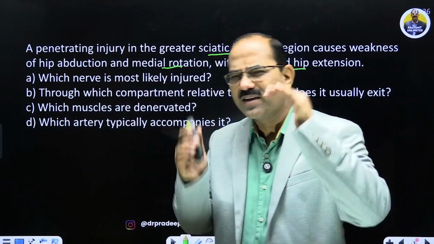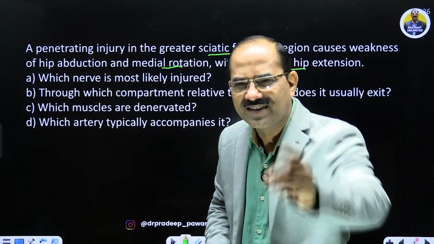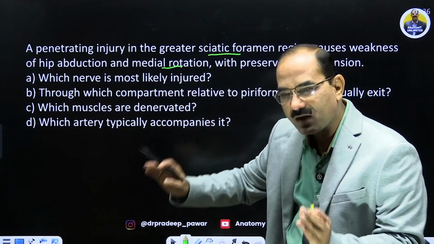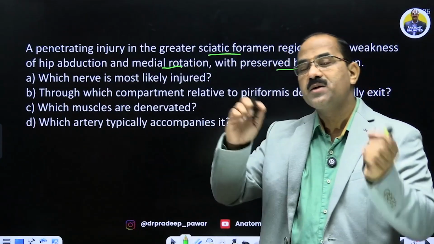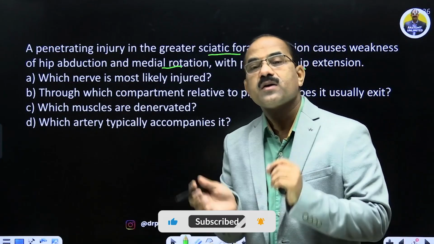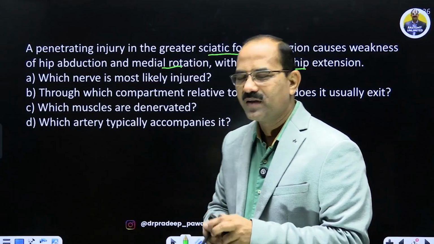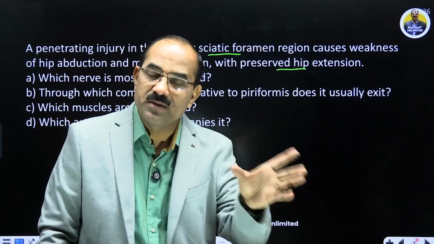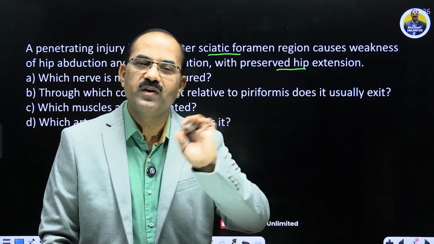Children, the concept is developing. Are you able to follow this? Yes. So abduction and medial rotation are weakened. That means gluteus medius and minimus are involved, which means it is an injury to the superior gluteal nerve. Hip extension is retained, so gluteus maximus is intact, and the inferior gluteal nerve is intact.